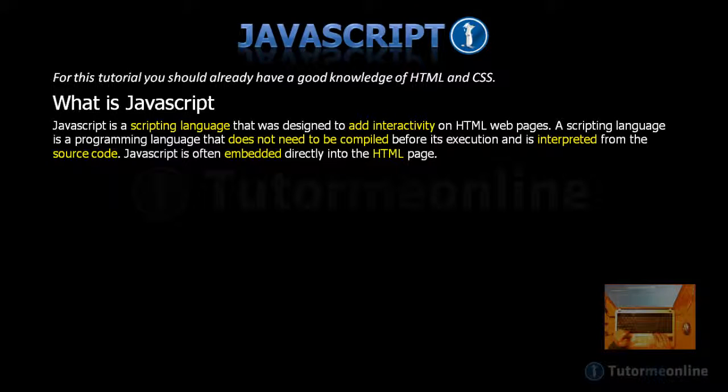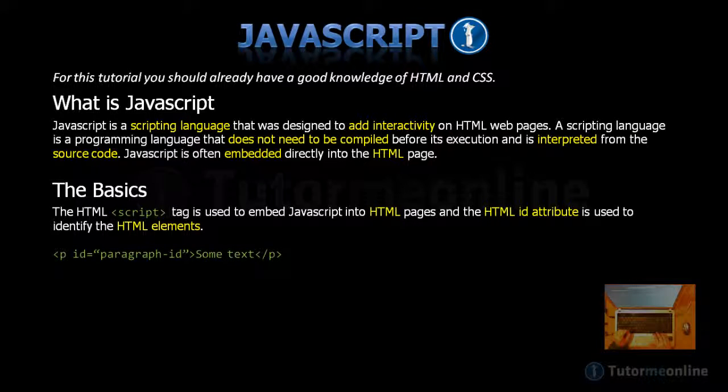A scripting language is a programming language that does not need to be compiled before its execution and is interpreted from the source code. So this is where it differs from programming languages like C or C++, which need to be compiled by a compiler into a binary code that can be executed on your computer. JavaScript is interpreted by the browser you are using and then executed on the fly. JavaScript is also often embedded directly into the HTML page.